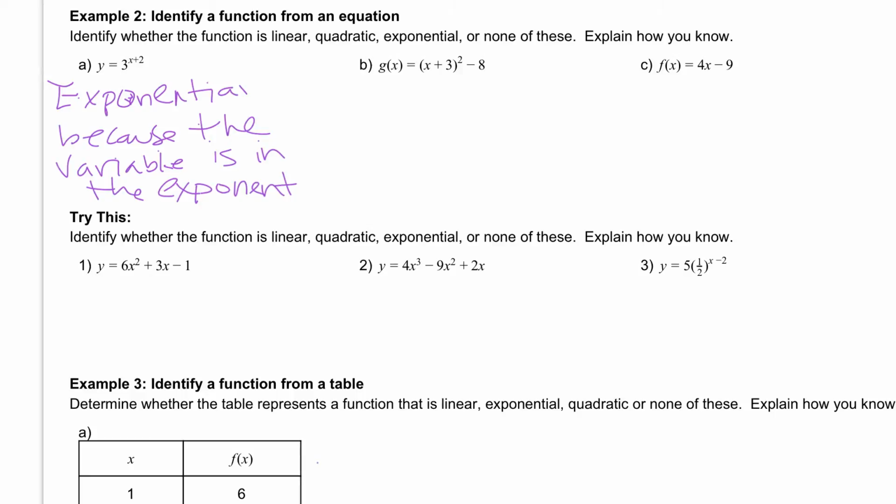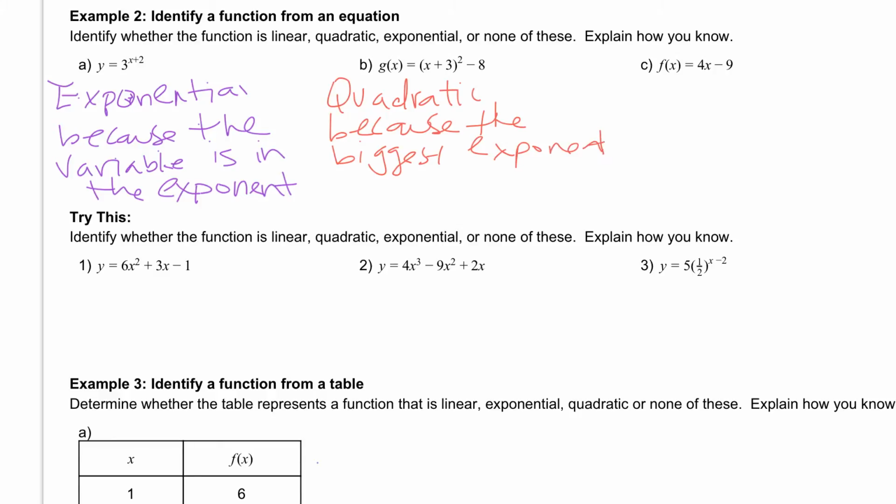In number 2, we have g of x equal to (x plus 3) squared minus 8. Since we have this 2, and that's the biggest exponent that we have, once we multiply out x plus 3 times x plus 3, we will get an x squared, being the biggest exponent that we have. So for letter B, we can say that this is quadratic, because the biggest exponent is 2.